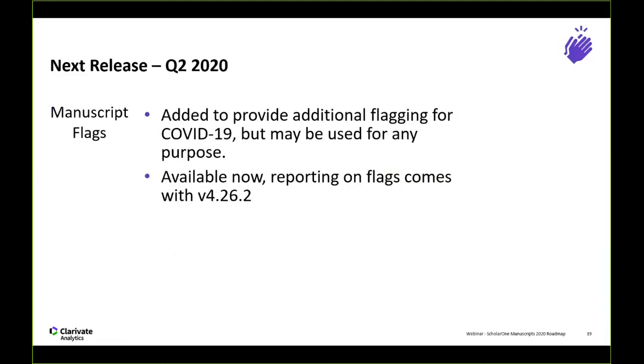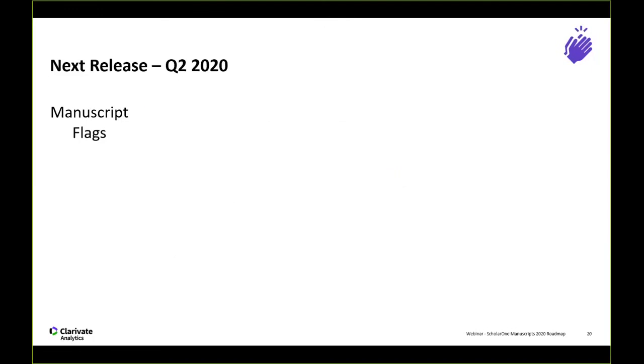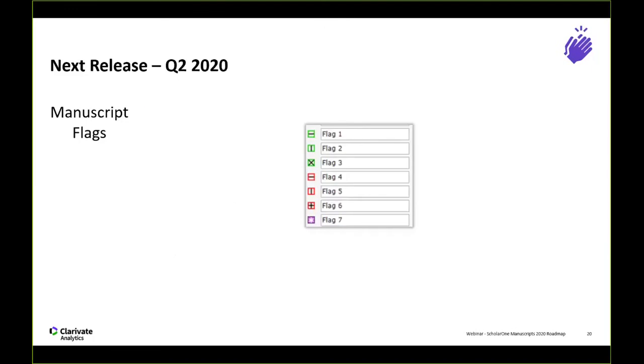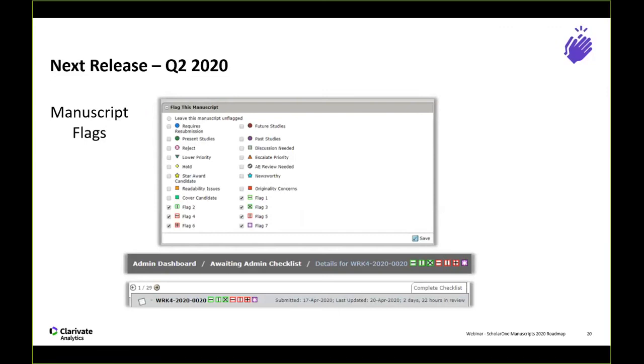So one thing that we did is we added some additional flags, and we actually just added them early last week. Those flags are in the system right now. There are 7 additional flags. They work just like the existing flags in the system. The reporting for these flags, though, will have to come in the release. So that's how we're tying it to the release.